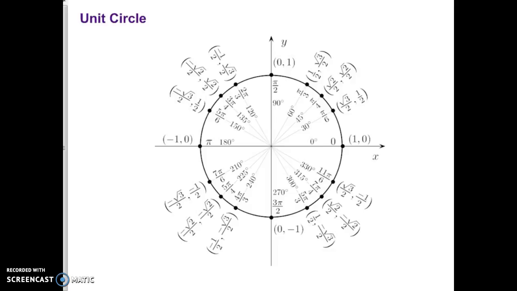The thing that people forget is that the x value refers to the cosine, because remember, cosine is the left-right position on the unit circle. The y value refers to the sine, because sine talks about the height.